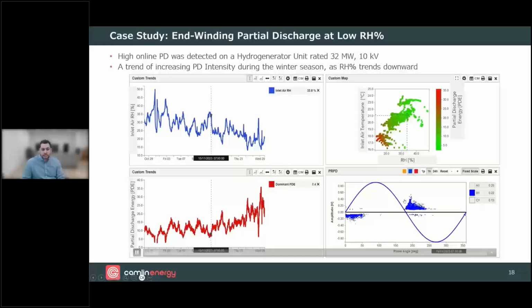Okay, so a lot of information is available here through this correlation. We can see where the discharge magnitudes are the highest. We can see high fidelity partial discharge pattern, and all this is informing us to look at and possibly consider cleaning of the end winding regions based on the condition that we get through the online monitoring data.